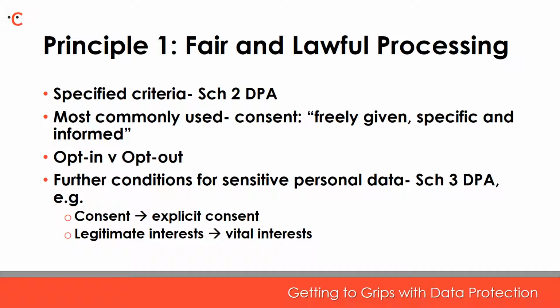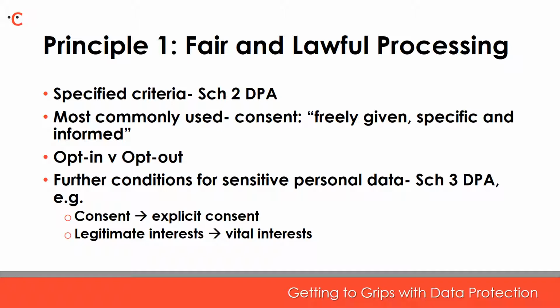There are other criteria under the Data Protection Act for data to be processed. For example, data can be processed where it's necessary to perform a contract with the individual, or for taking steps to comply with requests made by an individual with a view to entering into a contract. It's necessary to comply with a legal obligation of the data controller, necessary for the administration of justice, or for the legitimate interests of the data controller or a third party to whom the data is disclosed.